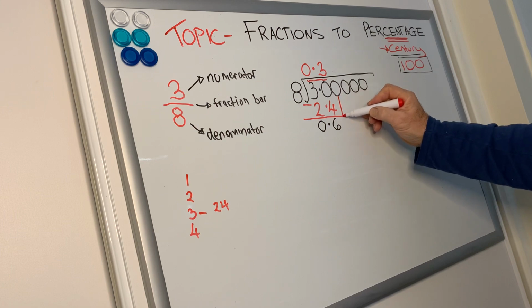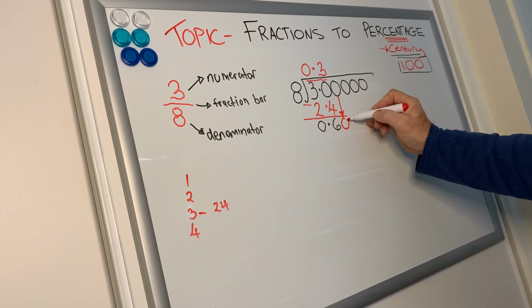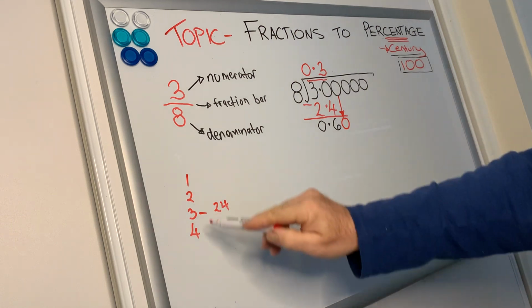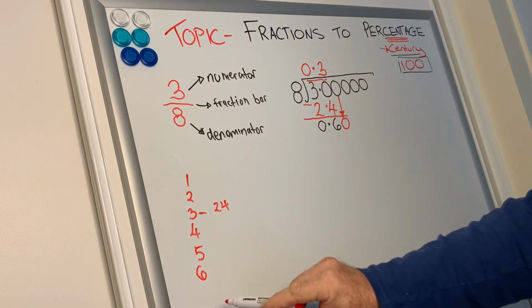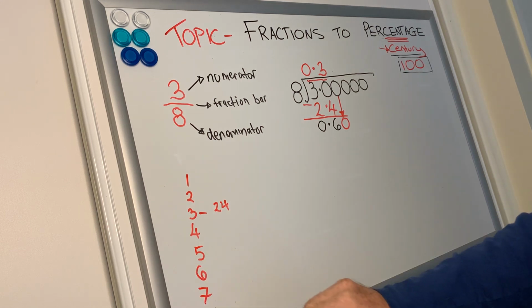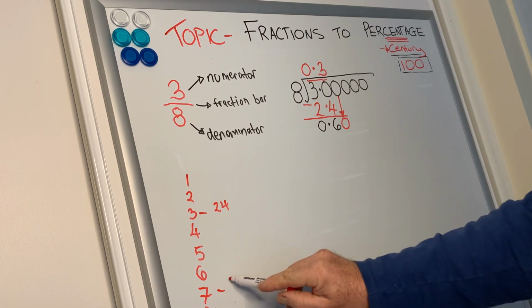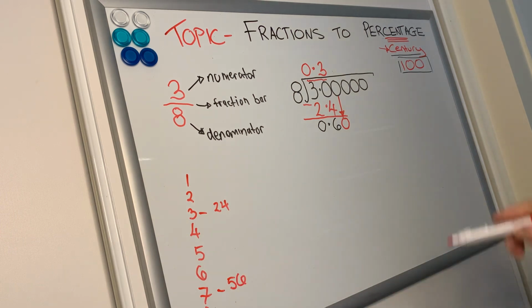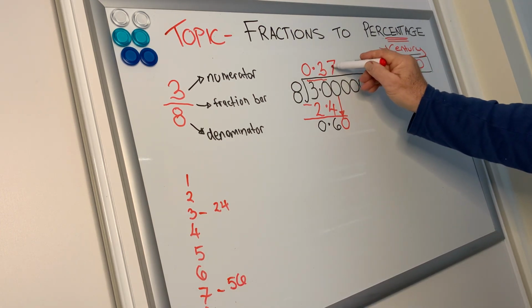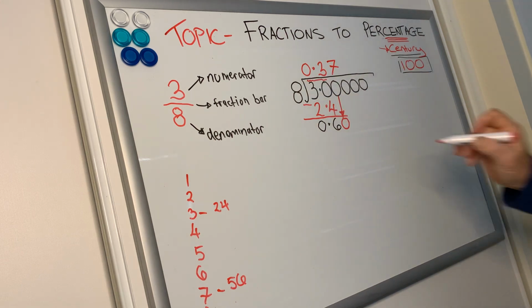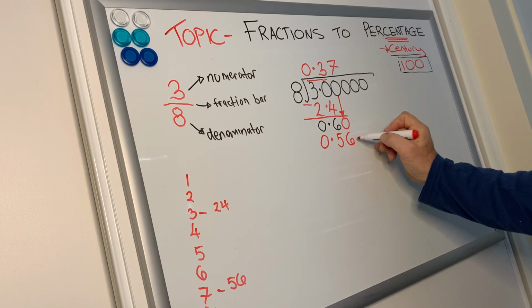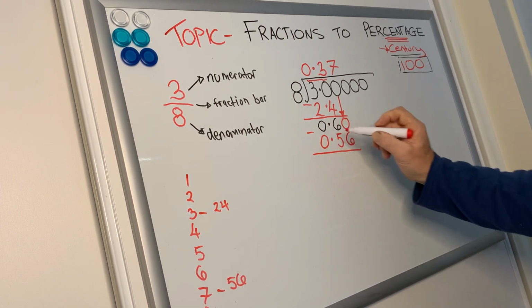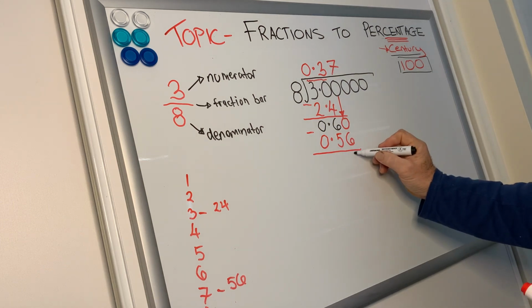Then we're going to bring the 0 down. 8 into 60. 8 fours are 32, 8 fives are 40, 6 eights are 48, 7 eights are 56, 8 eights are 64. So we've gone past. So 7 eights are 56. So 7 goes up there. 7 times 8 is 56. So let's write 0.56 in there. And then this becomes a 4.